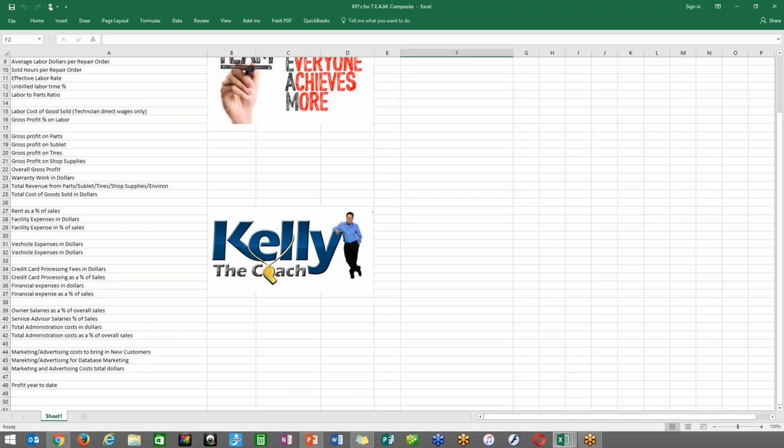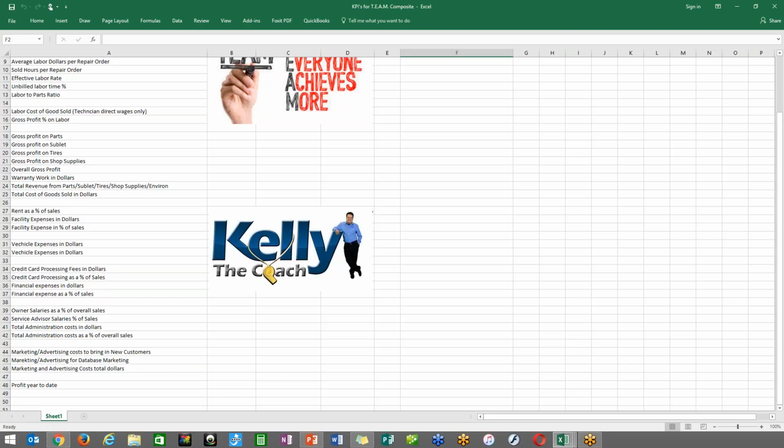Then we go into gross profit on parts, gross profit on sublet, gross profit on tires, and the gross profit on shop supplies, and you will see that in dollars and percentage. Then the overall gross profit. We like to see line 23, warranty work in dollars. We want to be able to see how much warranty work we did that particular month. And in this case, we're talking about the cost of the technician's time to redo that work. Basically, it's a comeback. Total revenue from parts, sublet, tires, shop supplies, and environmental fees. We see that line, of course, and the total cost of goods sold in dollars.